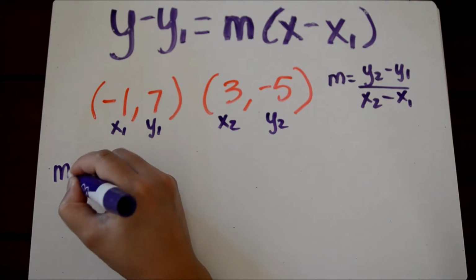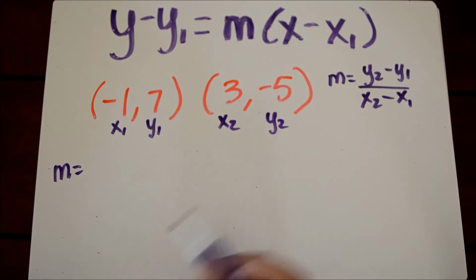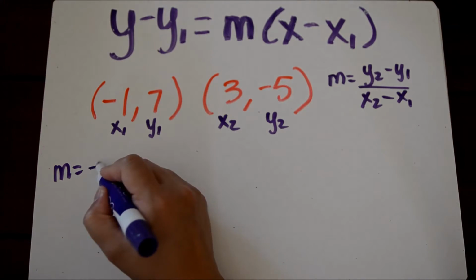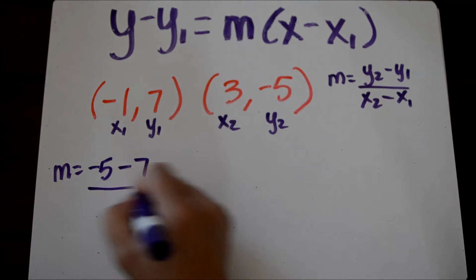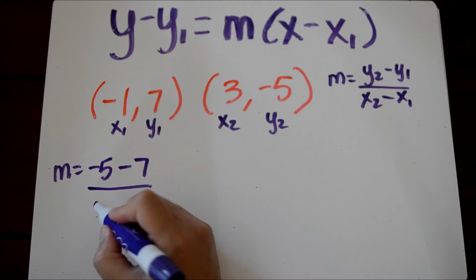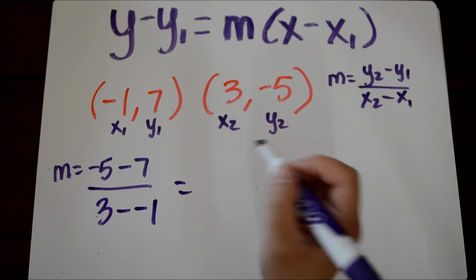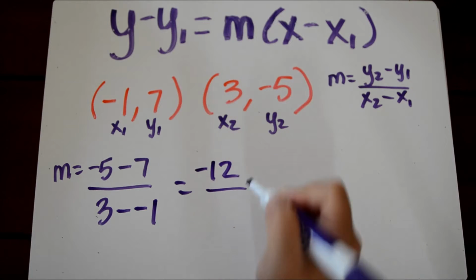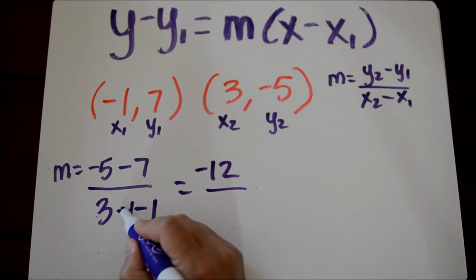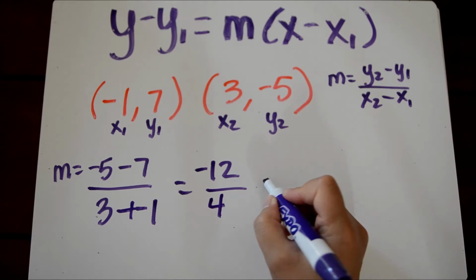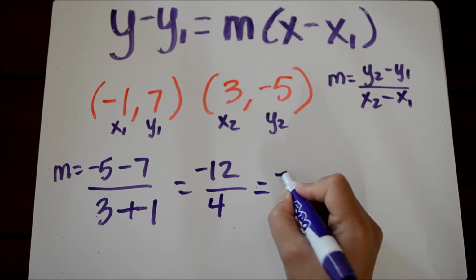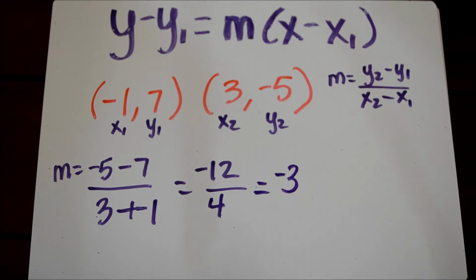So our slope is negative 5 minus 7 over 3 minus a negative 1. So negative 5 minus 7 is negative 12. 3 minus the negative 1 becomes plus 1, so that's 4. And when we simplify this, we get negative 3. So that's our slope. Again, we have 2 possible answers if we're given 2 points.